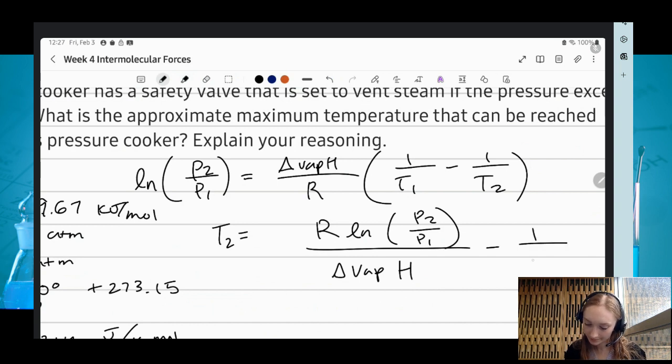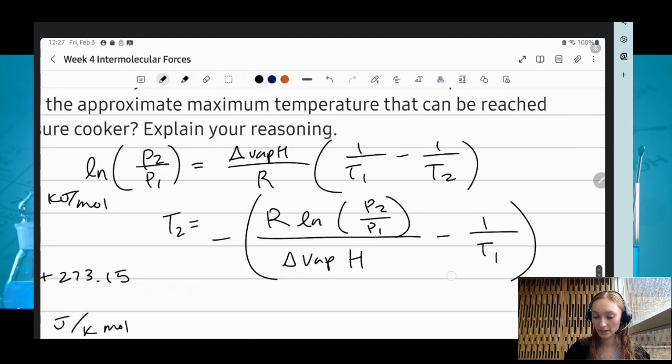And then once we minus T1, what will be left is the negative 1 over T2. So we're going to multiply everything by negative 1, and then also put the inverse of it, because 1 over T2, that's 1 over T2. So if you flip it, all you have to do is put it to the power of negative 1. So that's how we can isolate it for that variable.